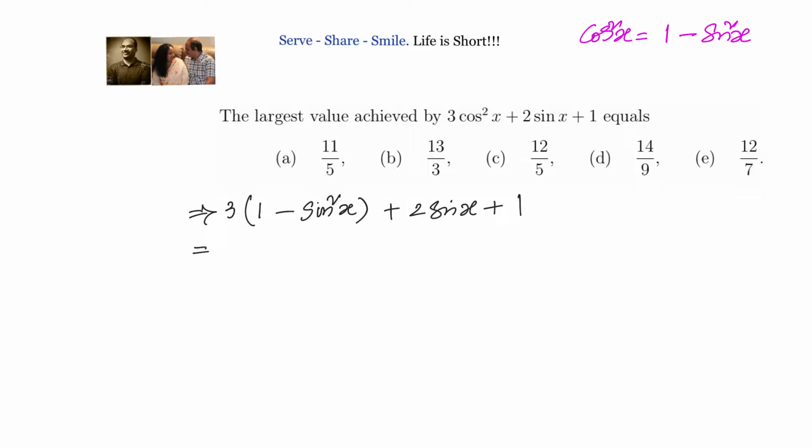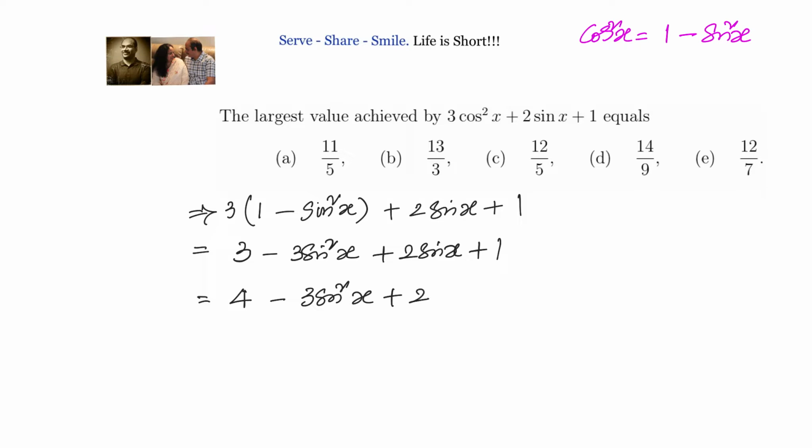Now I can write it as 3 into 1 minus sin square x plus 2 sin x plus 1. Open the bracket, we'll have 3 minus 3 sin square x plus 2 sin x plus 1, which is equals to 4 minus 3 sin square x plus 2 sin x. Now we'll take minus out, we'll have 4 minus of 3 sin square x minus 2 sin x.